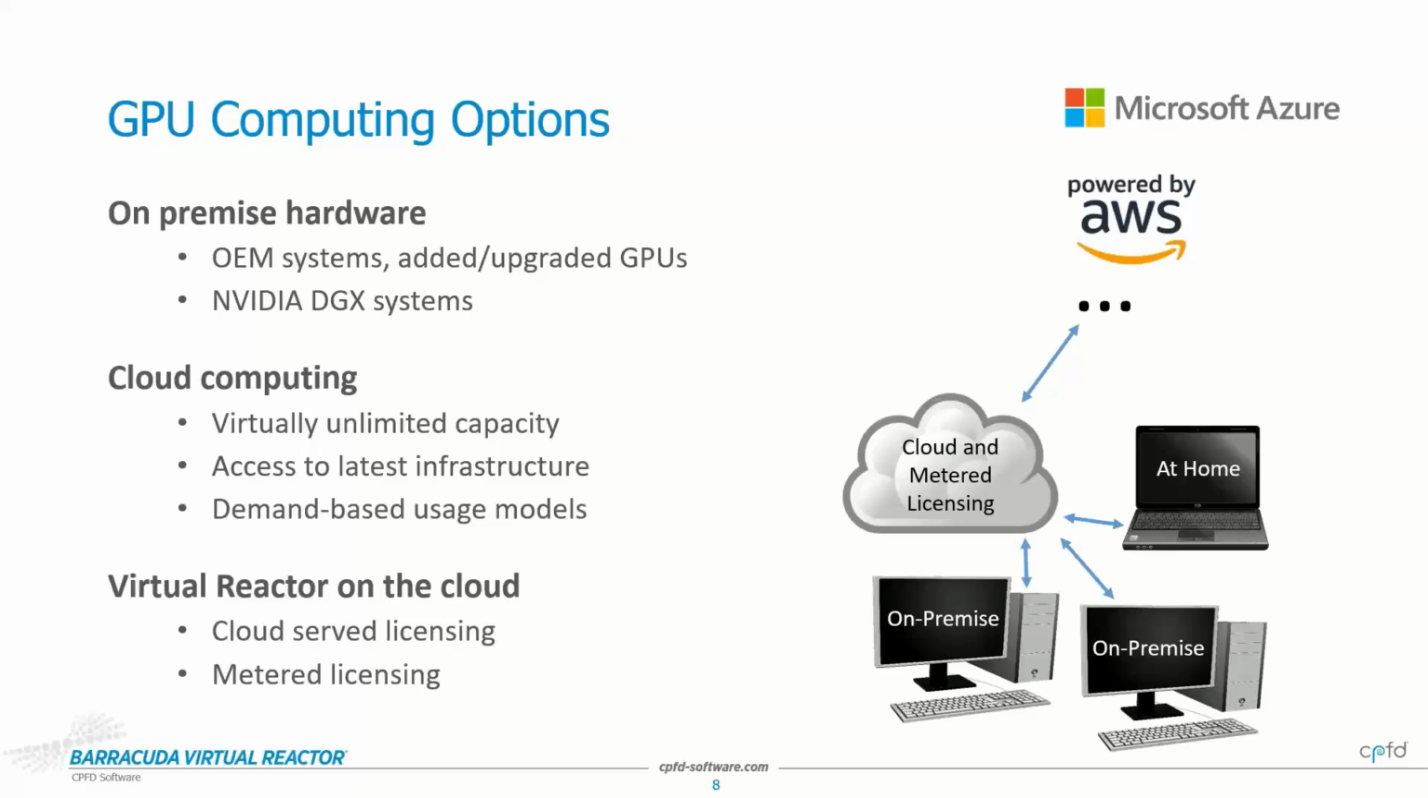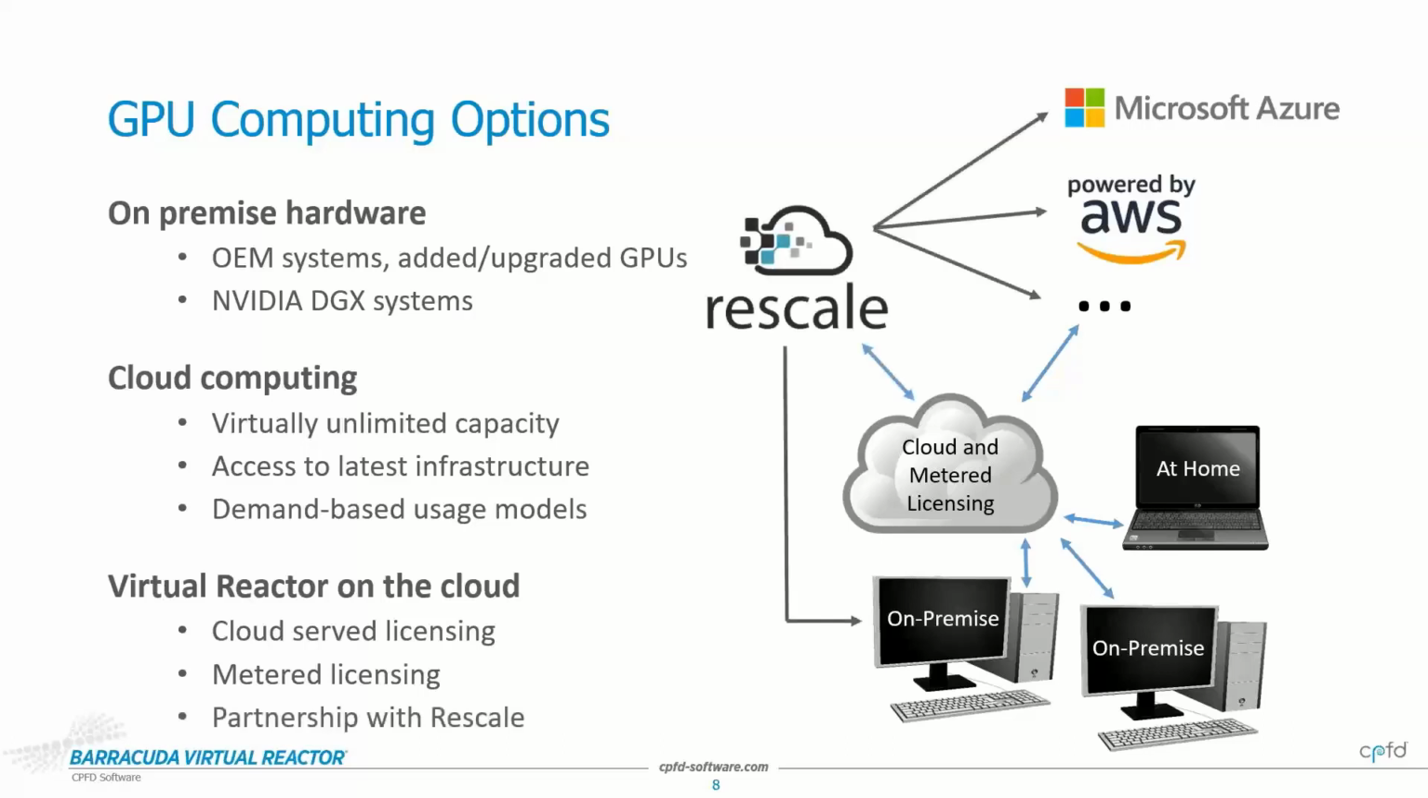Metered licensing we came up with this year. Metered licensing gives Virtual Reactor users virtually unlimited overflow capacity, so they can run as many cases as they need to concurrently up to the hours available on the meter. And what we're announcing today is this partnership with Rescale, where the Rescale platform can be used then to seamlessly run on any cloud or on-premise, and really takes the complexity out of managing all that out of the hand of the user and just lets them do their job.